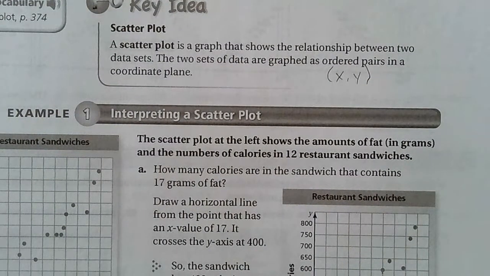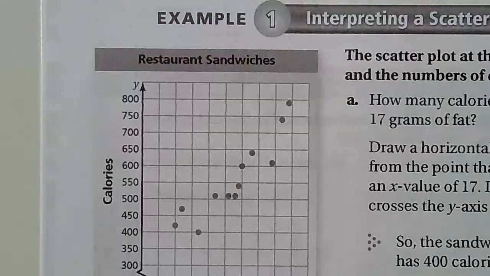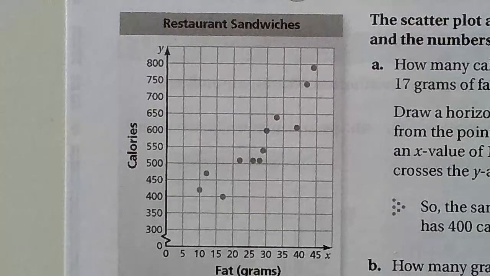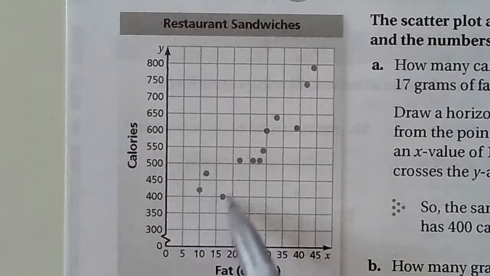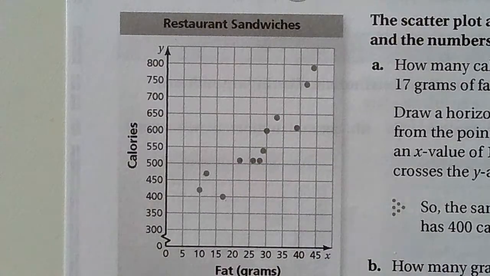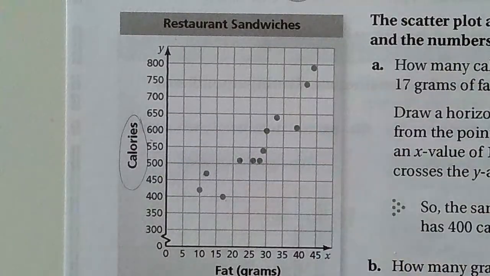So we're going to go ahead and look at this data set. I'm going to read it as we look at it. It says the scatter plot here at the left shows the amount of fat in grams and the number of calories in 12 different restaurants. So we took data from 12 restaurants and plotted them on this scatter plot. Each individual point represents a restaurant, so if there's 12 restaurants, we have 12 points. On the left side, we have the calories, and on the bottom, we have fat grams.